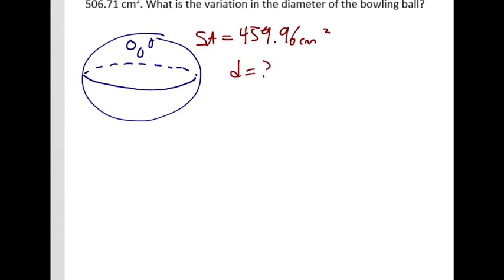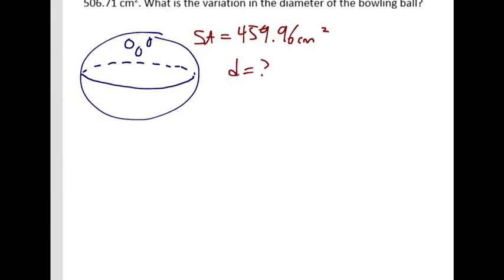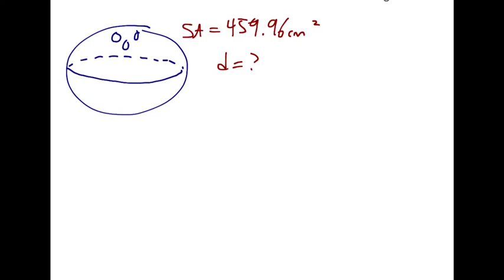Well, to find surface area it's 4 pi r squared. Good start. You just use that, find the radius, and then double it. If you think about it, if you knew the diameter, could you work this backwards? If you knew the diameter, could you find the surface area? Yeah, because you could find the radius from the diameter. So likewise, if you know the surface area, you can work backwards to find the diameter. That's exactly what we're going to do.